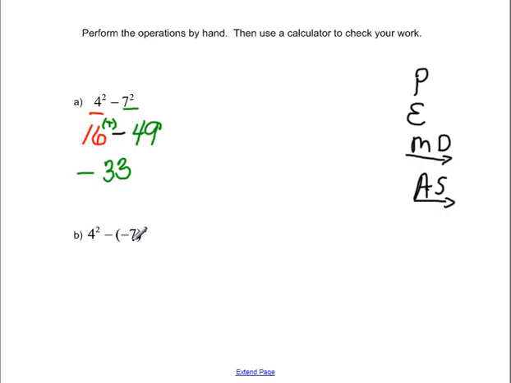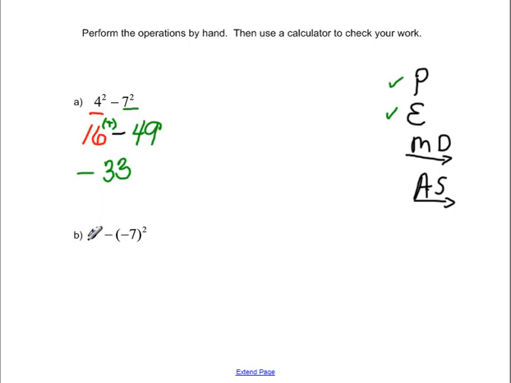Now this next problem, we bring in an extra negative sign, and we also bring in some parentheses. So let's see what this second problem means. Again, we can't do anything inside the parentheses. I do have parentheses, but I can't do anything with negative 7. Those parentheses are just holding the negative onto the 7. So there's nothing to do inside parentheses, so I'm going to move down to the exponent step.